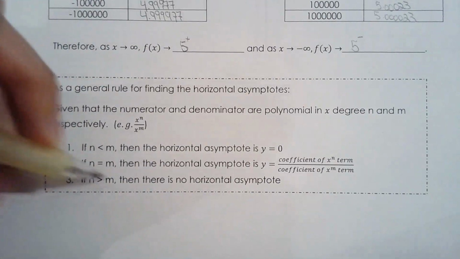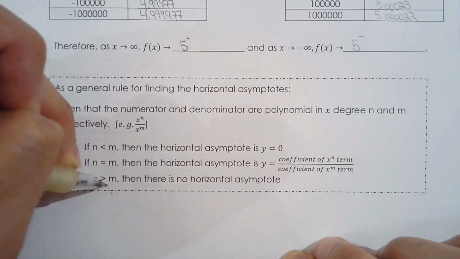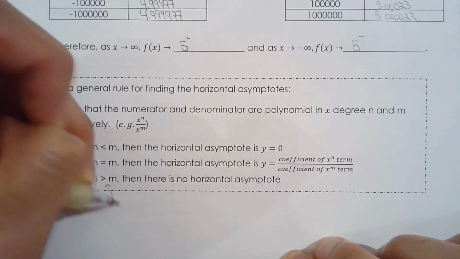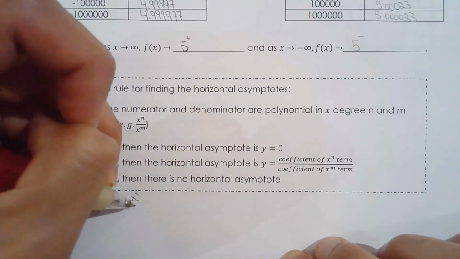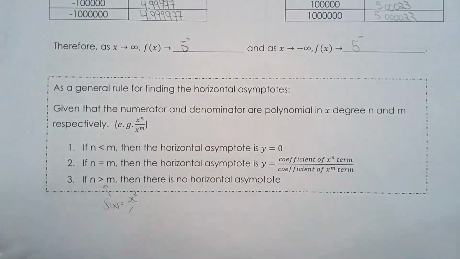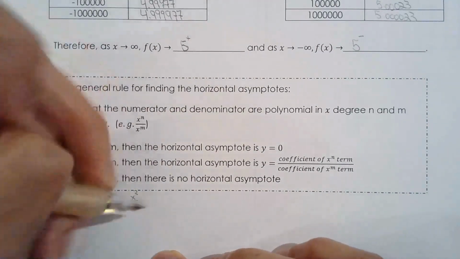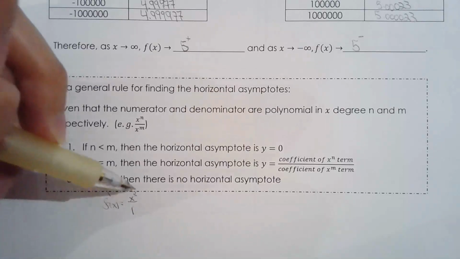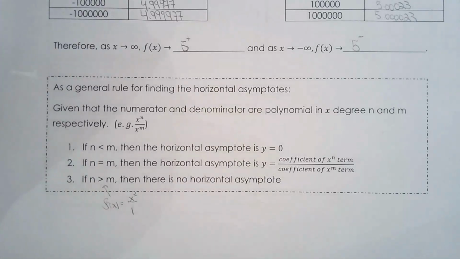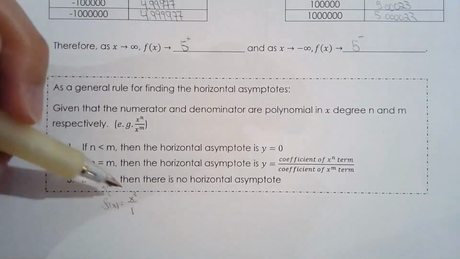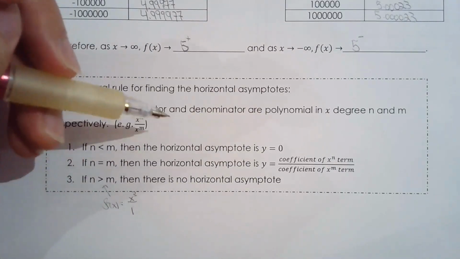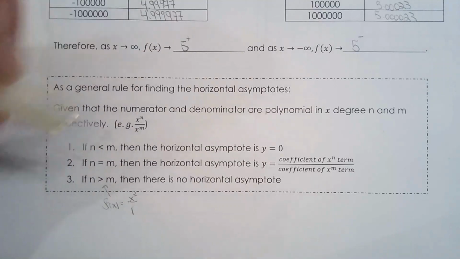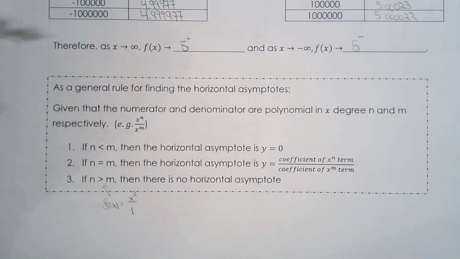If you think of the case where n is greater than m, you could think of x cubed over 1, right? There are no horizontal asymptotes for a cubic function because the numerator outgrows the denominator. You're never going to approach anything. That's why for polynomials you'll see that it's always extending to positive infinity or negative infinity. Okay, so we're going to go back.